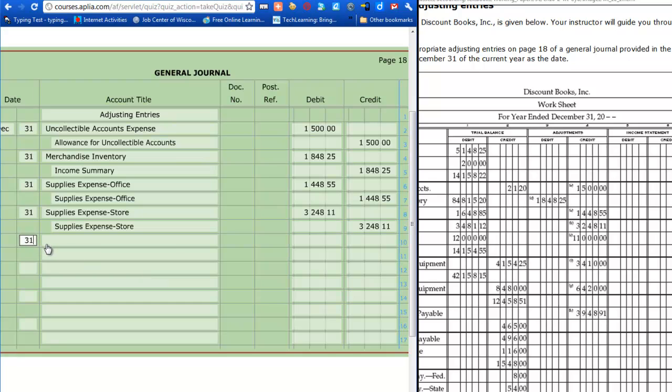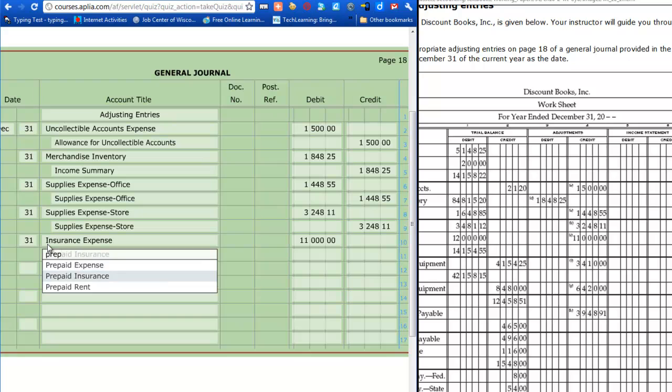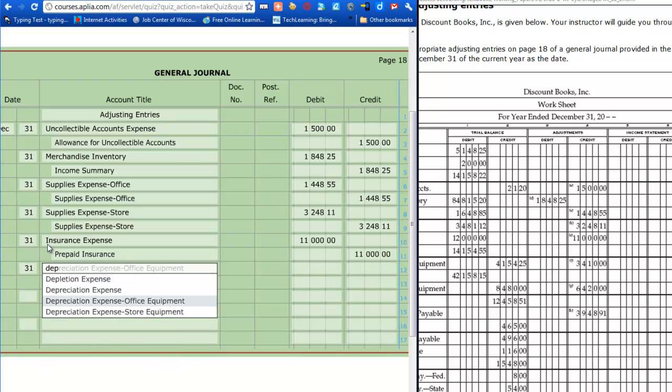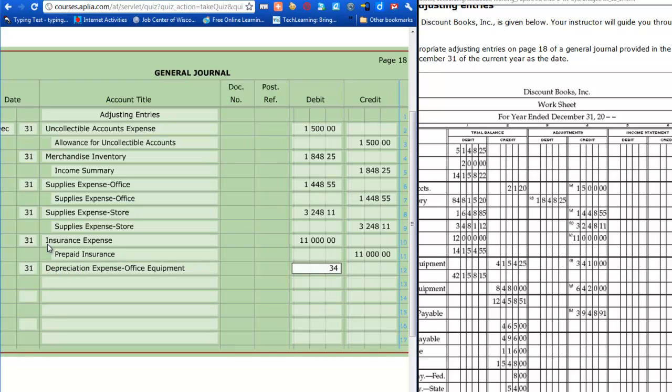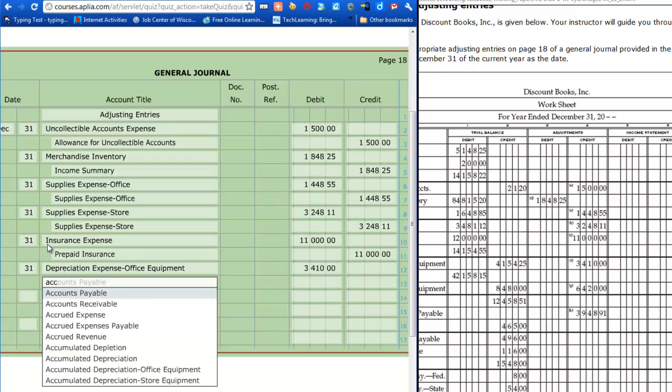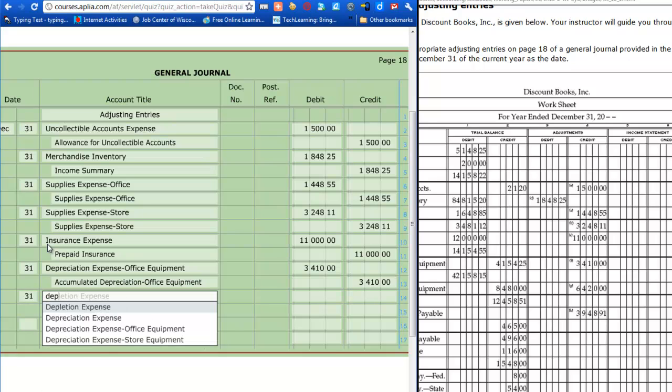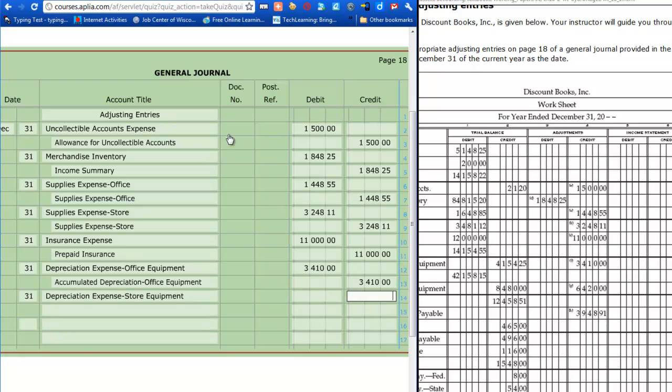After supplies expense, we're going to do our insurance expense for $11,000. Then you're going to do your two depreciations. You'll do your depreciation expense office equipment first, and that is for $3,410. Then your depreciation expense store equipment for $6,420.